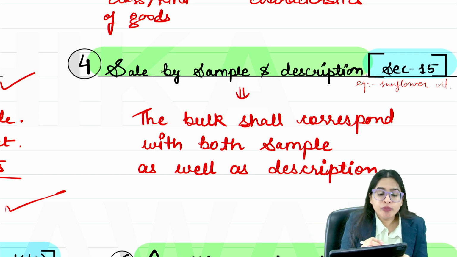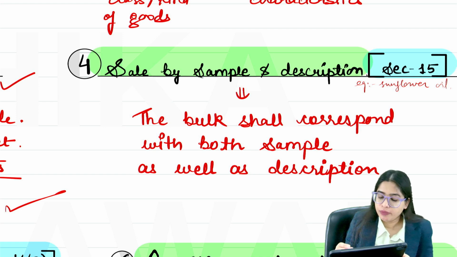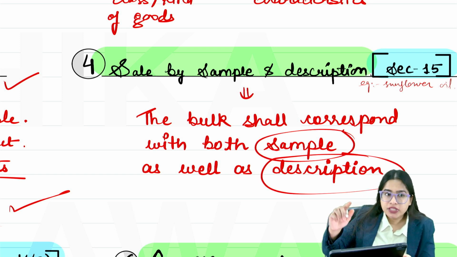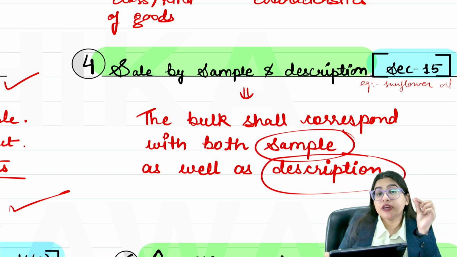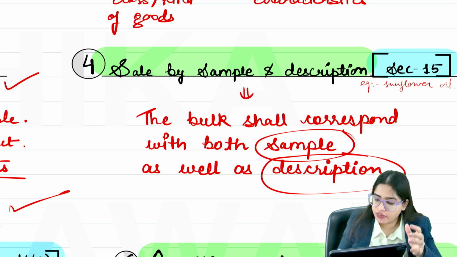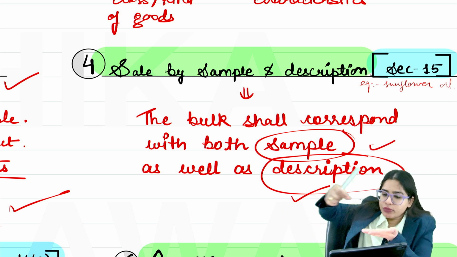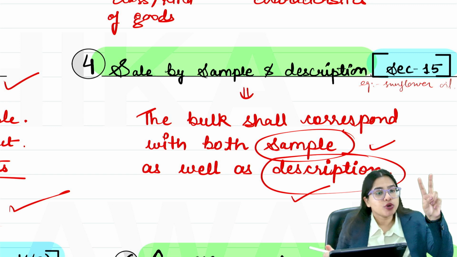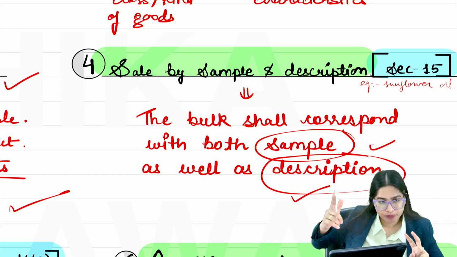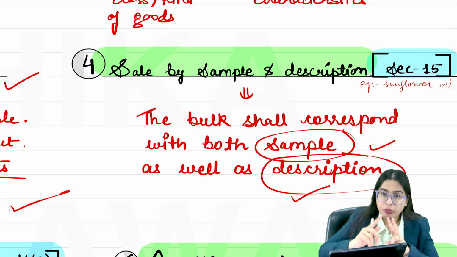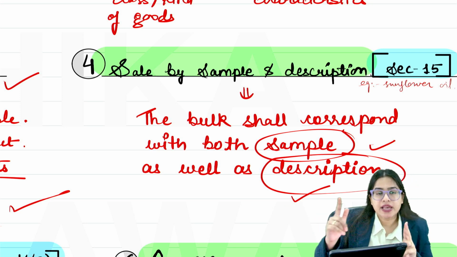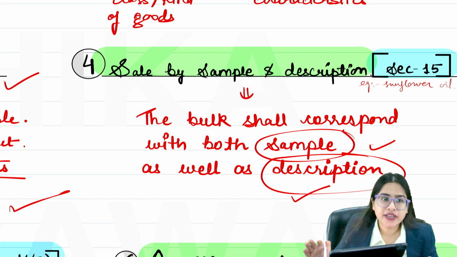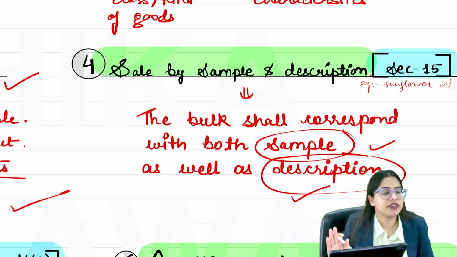Okay, so he is selling me sunflower oil by giving a description and also a sample. He gave the description, ma'am, this oil is made of sunflower. He gave me the description and he showed me a little sample also. In that case, the goods should correspond to both sample and description. If the seller is giving description and sample both, then the goods should be according to description and sample both. Otherwise, we will say that there is a breach of implied condition and I can return the goods and claim my money back.